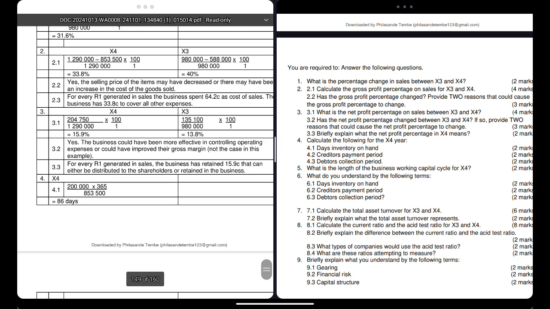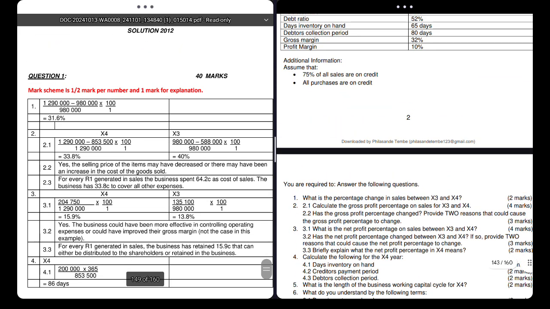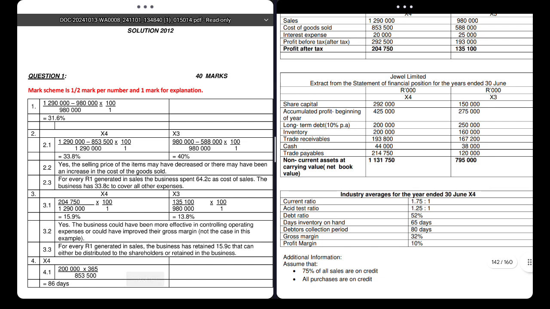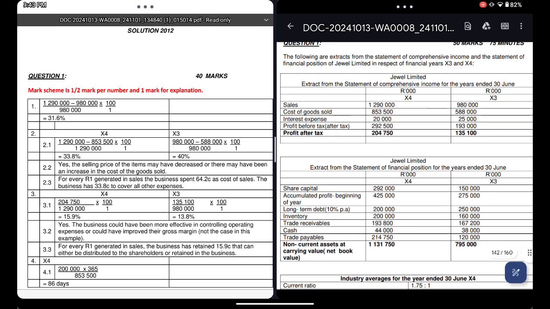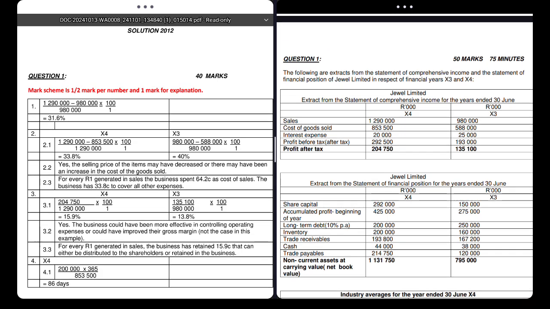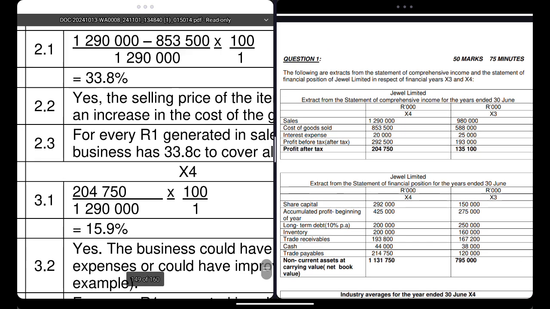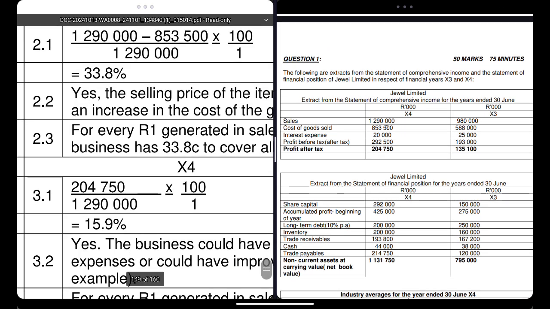So 3.1, what is the net profit percentage? Net profit percentage is your net profit over sales times 100. Net profit is your final figure, right? So for example, over here, your net profit will be the final profit after tax, obviously, over sales. So that's how they got over here 204,750 over 1,290,000 times 100.